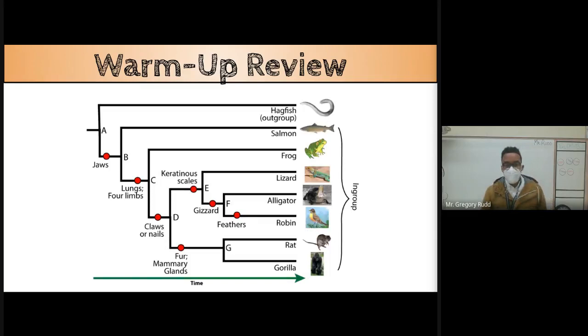All right, now I put three questions about this phylogenetic tree in your warm-up. I didn't want to include all three, but I just wanted to take a look at this and make sure that you all are understanding how to read these phylogenetic trees. So yesterday we talked about the fact that the closer two species are, the more closely related they are. I don't want to confuse you about that, but that can be a little misleading. Because if we look at this phylogenetic tree, we see that alligator and robin are obviously pretty close together, but they're no closer together than frog and lizard, right?